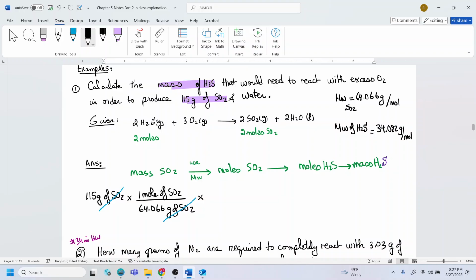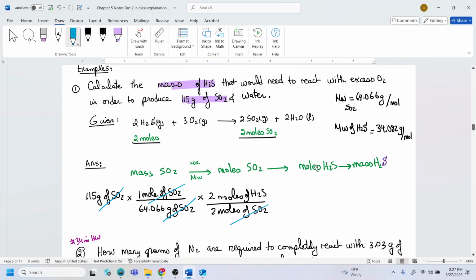So I know that for every 2 moles of H2S, look at the chemical equation. For every 2 moles of the H2S, I'm forming 2 moles of the SO2. Now it's not going to make a difference in there because the 2 and the 2 will cancel out. So now here I'm going to cancel the moles of the SO2 and the moles of the SO2. I will remain with the moles of the H2S.